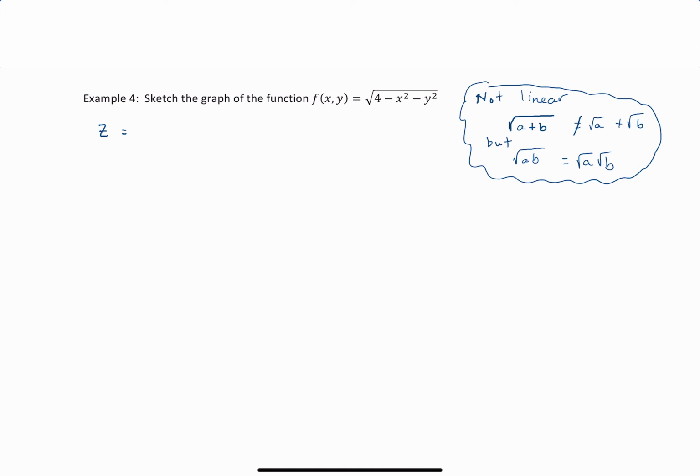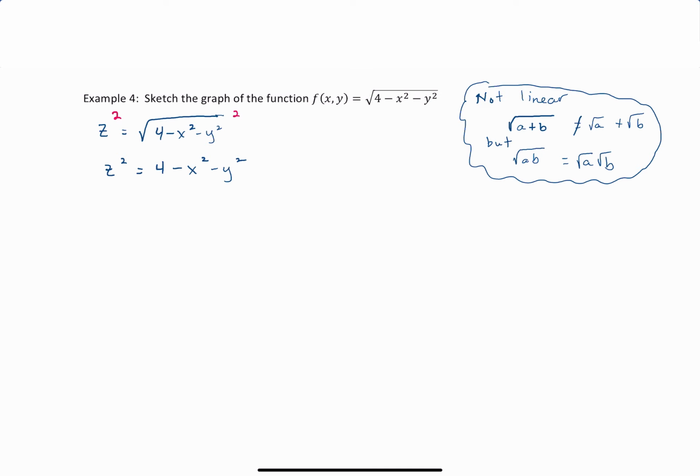We have z equals the square root of 4 minus x squared minus y squared. Well, one thing we are allowed to do is to square both sides of an equation. And that will give us z squared equals 4 minus x squared minus y squared. And that's starting to look familiar to me because when I see x, y, and z all being squared, I'm thinking maybe that's a sphere.